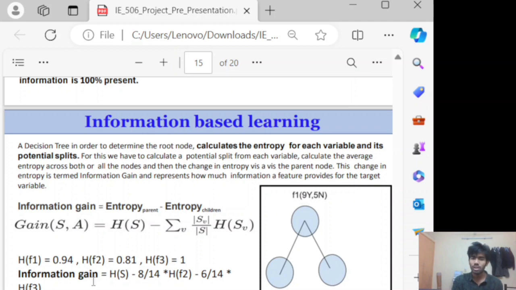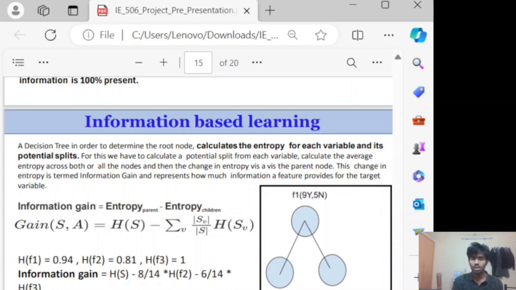So the information gain at the node f1 would be: first we have to take the entropy value of the parent node, and then minus the number of elements in the child node divided by the total number of elements in the parent node, and then we have to multiply it with the entropy value of the child node. So we would do that again for the F3 node. After substituting the terms, it comes out to be 0.049.